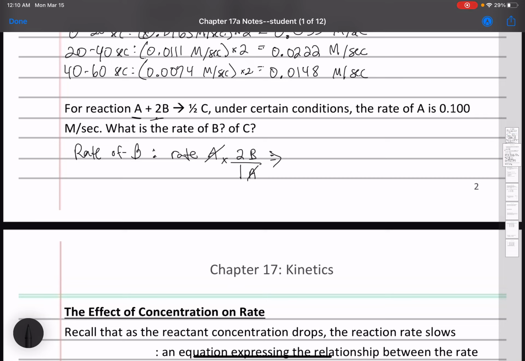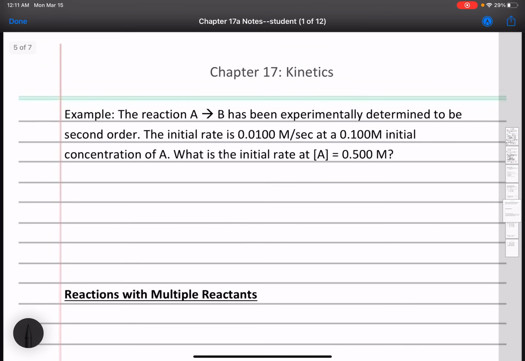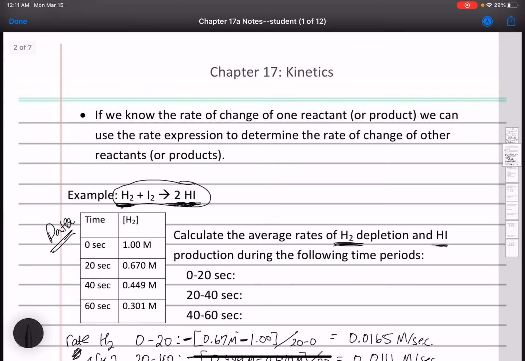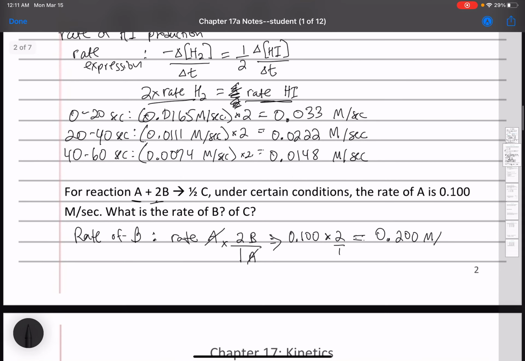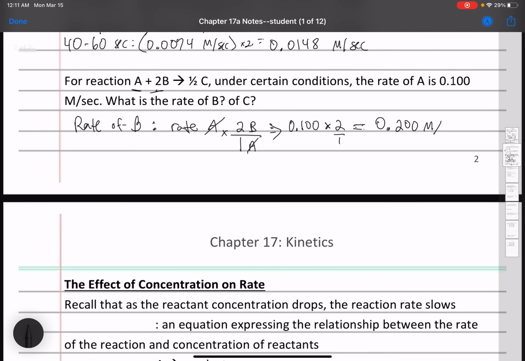So the rate of A in this case is 0.100 times 2 over 1, using the mole ratio there, is equal to 0.200 molarity per second. Hate it when I do that. Molarity per second.